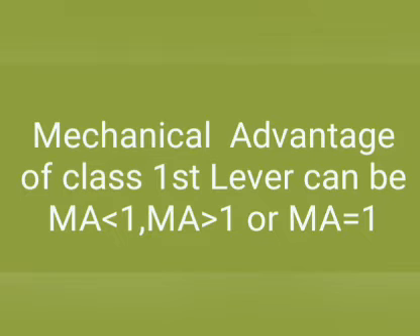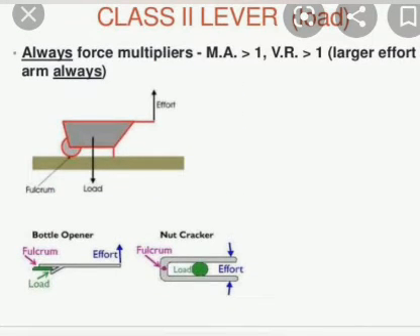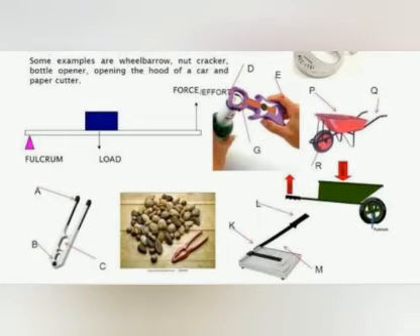Class second lever, or we can say lever of second order. In this type of lever, the load lies between the effort and the fulcrum, which means effort and fulcrum are on the opposite sides of the load. Examples of class second lever: nutcracker, wheelbarrow, bottle opener, lemon squeezer.